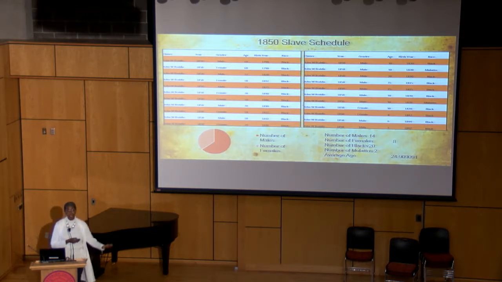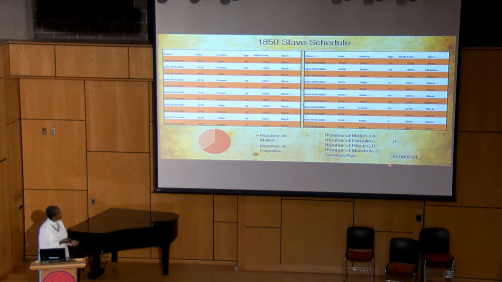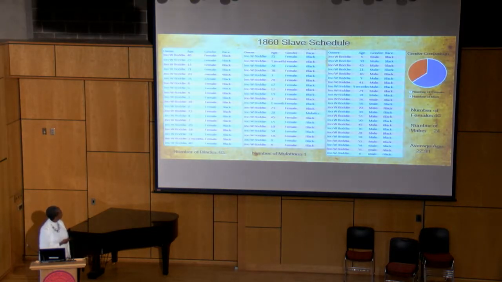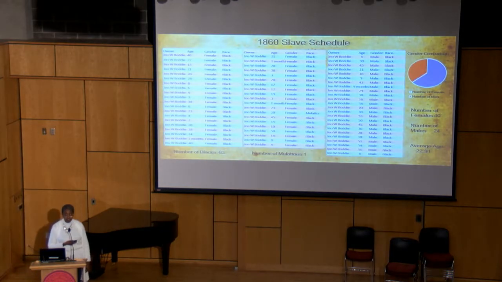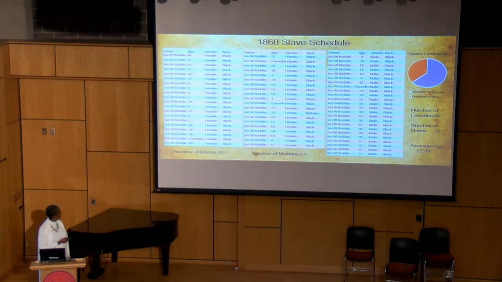Especially for the size. Now, all of the 2,000 acres may not have been cultivated, but it still seems like a small number. The average age was about 25. Let's look at the next schedule. Now we see in 1860, we have a lot more slaves, 63 blacks, 1 mulatto.